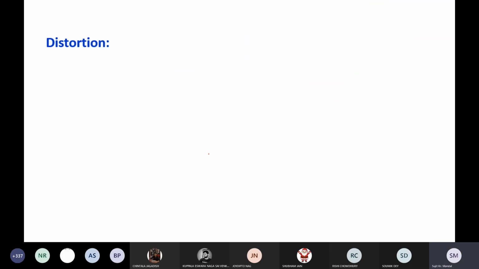Next is the distortion. So this is one for the gain. Distortion, what do you mean by distortion? Do you understand it? What do you mean by distortion?